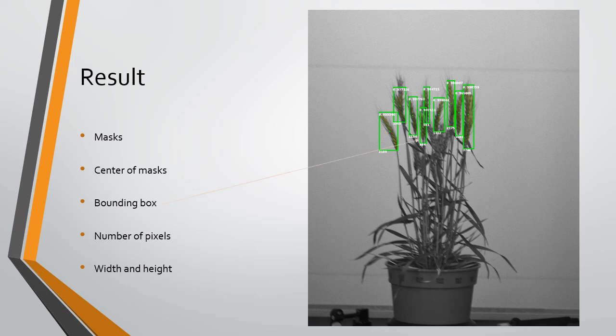The bounding boxes are generated through the faster RCNN part of the Mask-RCNN, and they're labeled as green rectangles, and the confidence level is labeled on top of the bounding box. The number of pixels within the masks are labeled on the bottom of the bounding box. The width and height are also calculated, but they are not labeled on the picture. They are exported as a CSV file along with all other parameters above.